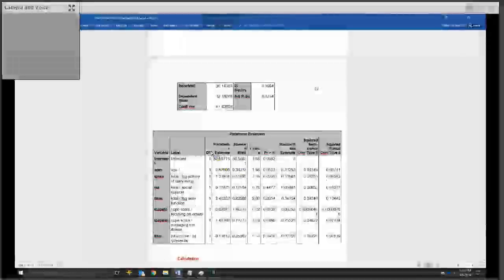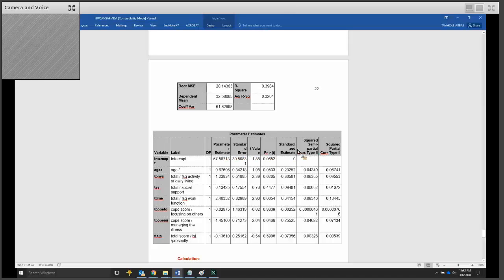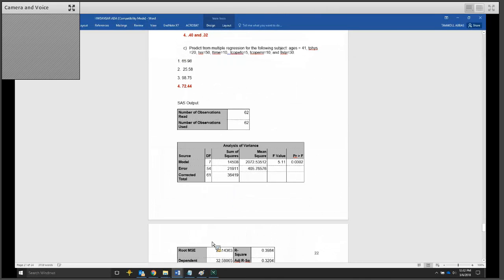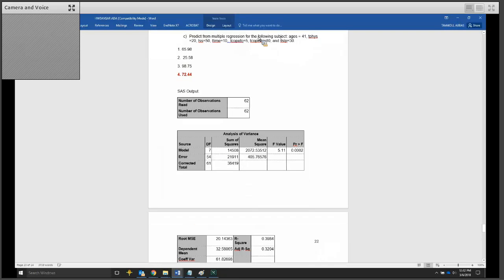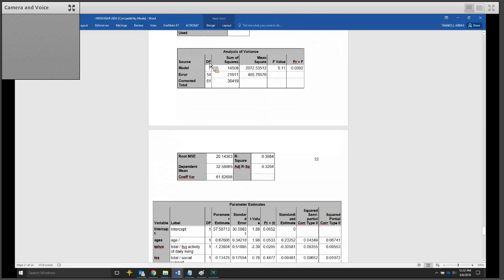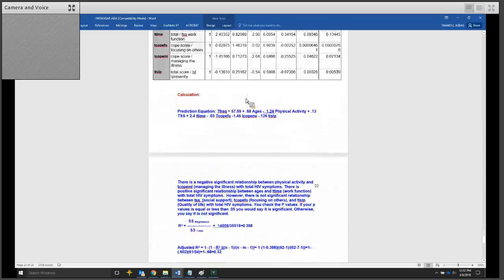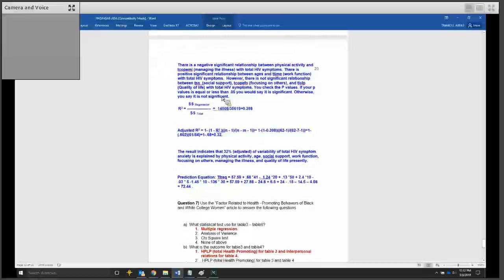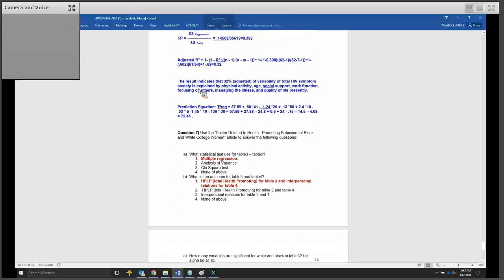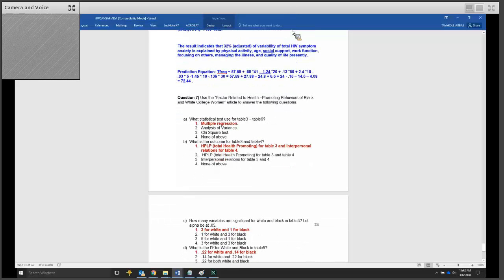Problem 6, we had multiple regression. Again, you had your outcome, t-freak, and you have your intercept, and this is your slope, 0.68, rounded, for age, minus 1.24 for physical activity, plus 0.13 social support and so forth. So that is your prediction equation. Again, R squared and adjusted R squared are 0.40 and 0.32, rounded. For the prediction, you write your equation, replace the values for each variable, and simplify, and you get 7244 for that problem.